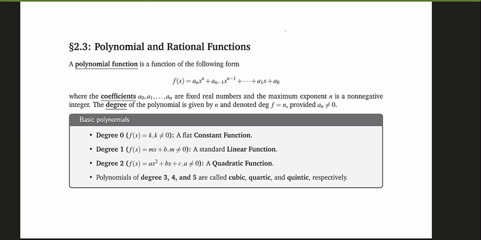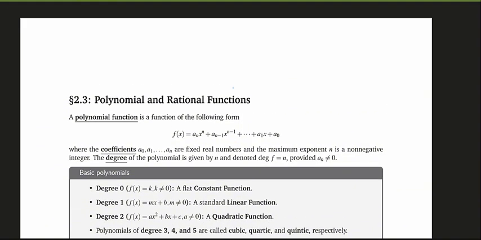Hello everyone, today we'll be talking about polynomials and rational functions in the first half. So a polynomial function is a specific type of function that looks like this. F of x equals a sub n x to the n plus a sub n minus 1 times x to the n minus 1 plus blah blah blah, three dots, plus a sub 1 x plus a sub 0.